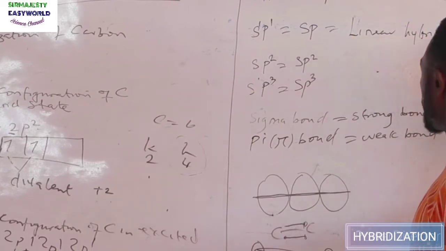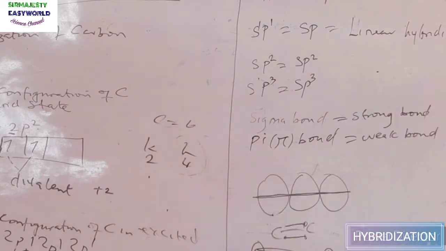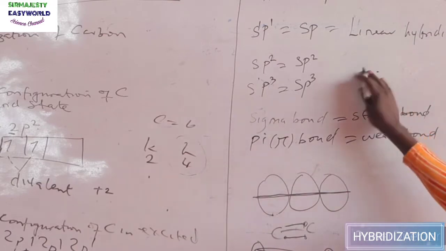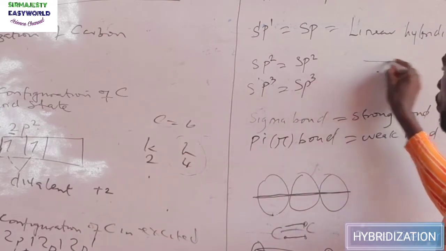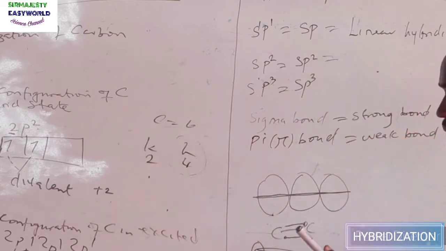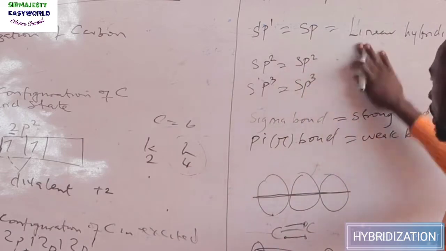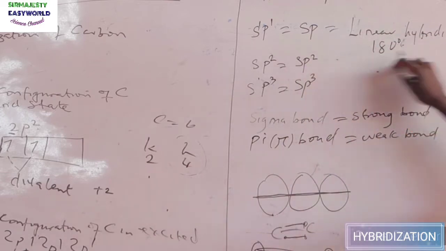Some may decide to call it linear hybridization because of the arrangement of the molecules formed from this type of hybridization. The only possible way to make them distributed is that they usually appear in a straight line form, that's linear. When we say linear hybridization, take note, the bond angle here is 180 degrees. Since it's linear, remember, the angle in a straight line is 180.